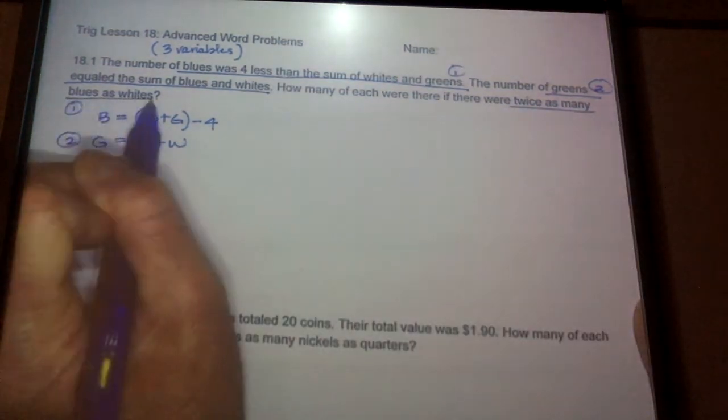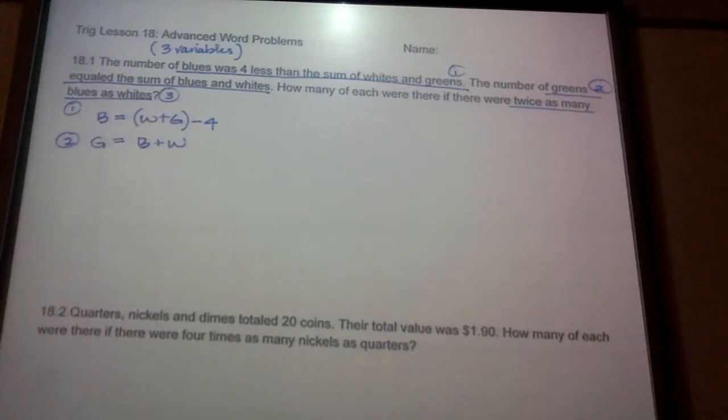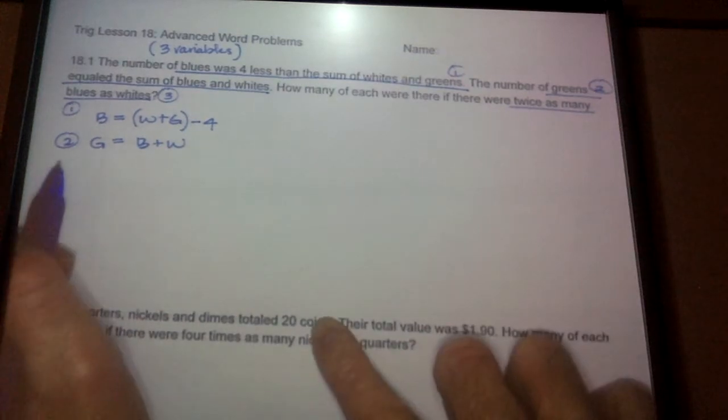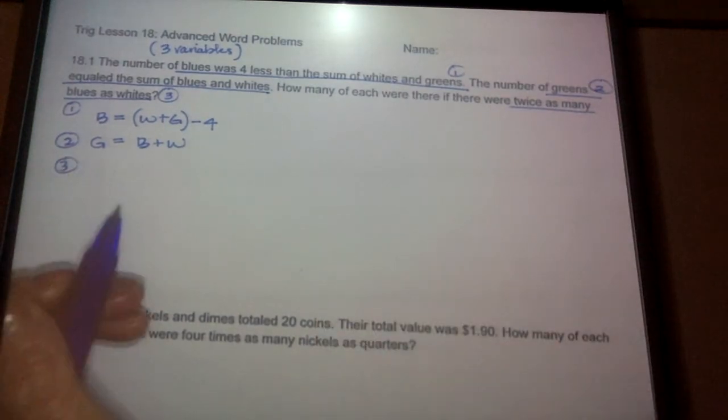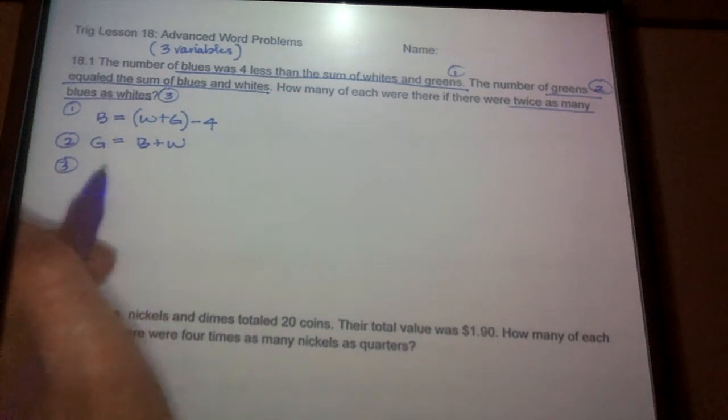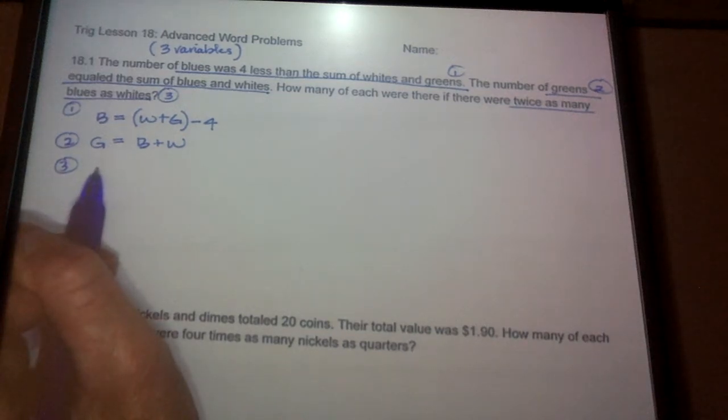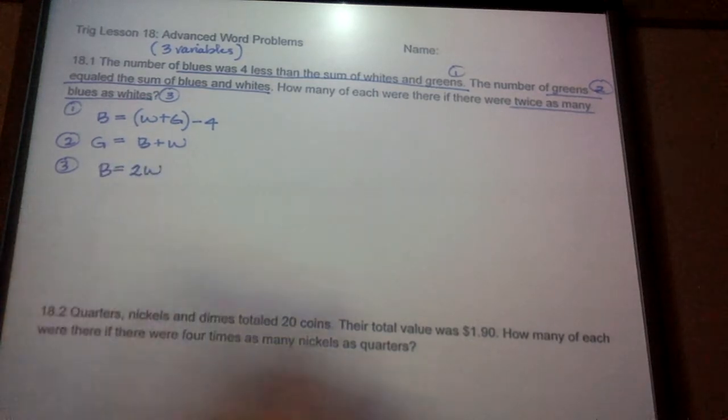How many of each were there if there were twice as many blues as whites? Now that's actually probably the trickiest part. And you're going to have to set it up based on common sense. I know that there's twice as many blues as whites. So most people want to say 2B equals W, and it's not the case. Blue equals 2 times W.